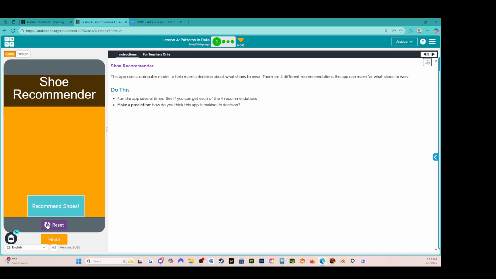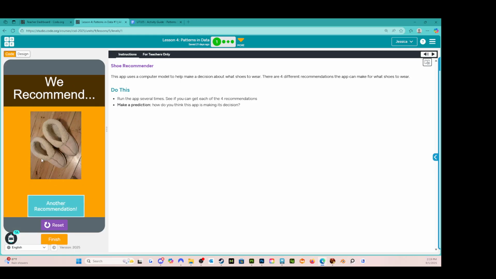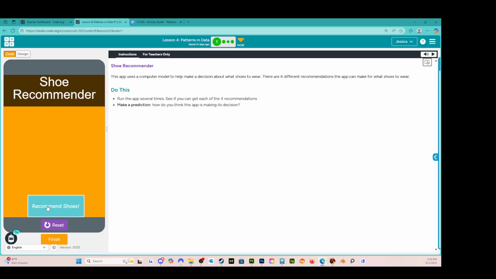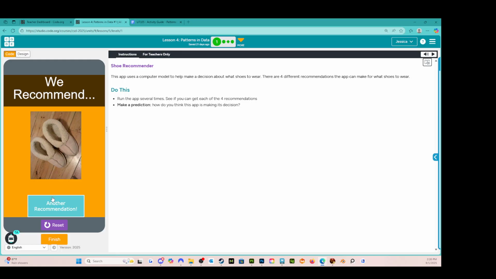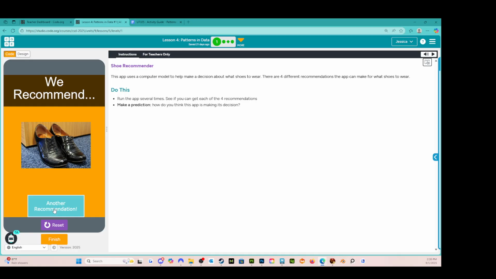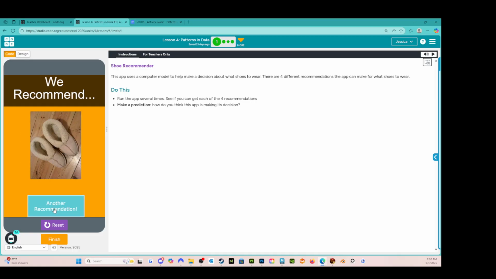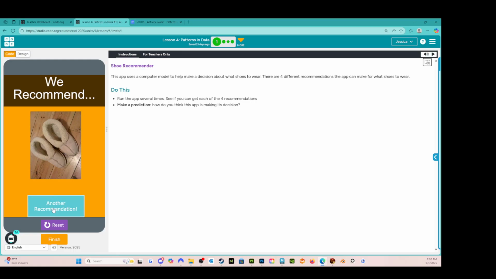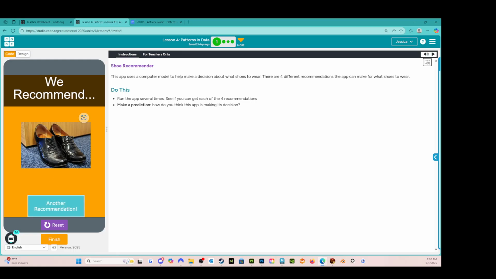So we're going to run it. Recommend shoes. So they recommend slippers. All right, we're going to do another recommendation. Cowboy boots. All right. Slippers again. All right, dress shoes. Okay. Slippers again. Dress shoes. So making a prediction, how do you think they're making these recommendations?